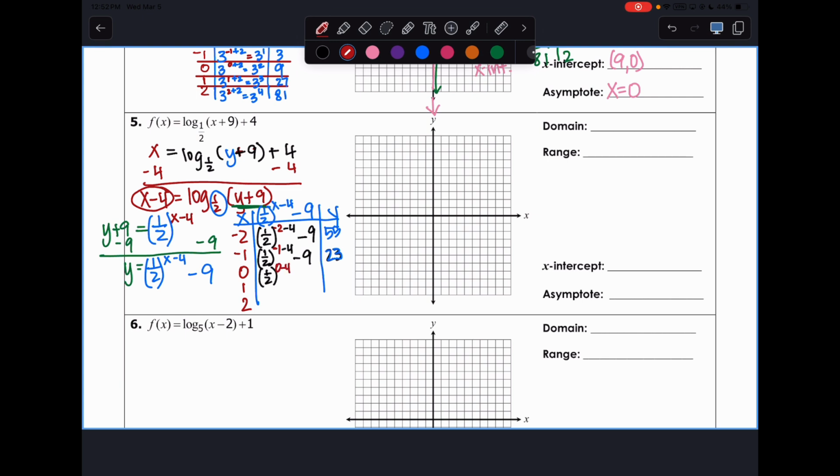All right, 0 minus 4 would be negative 4. Flip it. 2 to the 4th power is 16. 16 minus 9 is? 16 minus 9. 7. I thought you guys could do it in your head. That's why I just kept on insisting, but okay. 1 minus 4. Negative 3. Flip it. We get 2 to the 3rd power, which is 8. 8 minus 9 is? Negative 1. Yay. Okay.